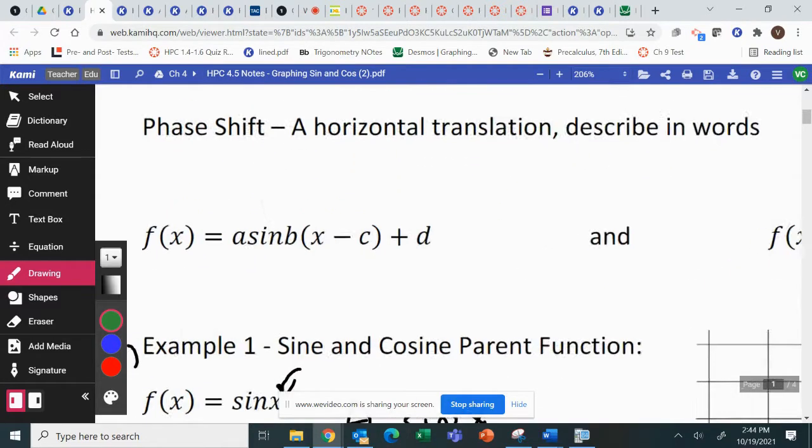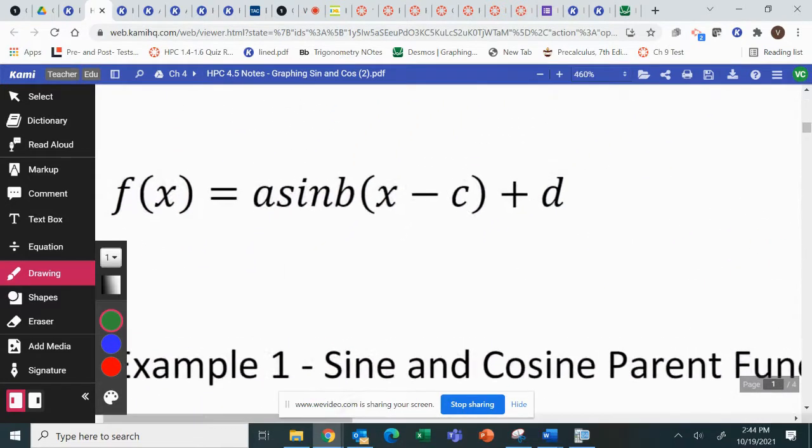And then right here, I just have the transformation formula for sine and cosine. It's the same as the generic one. Just remember that this b has to be factored out. It's the same as it was when we were doing transformations in chapter 1. That b value has to be factored out. What does the a value in front refer to?